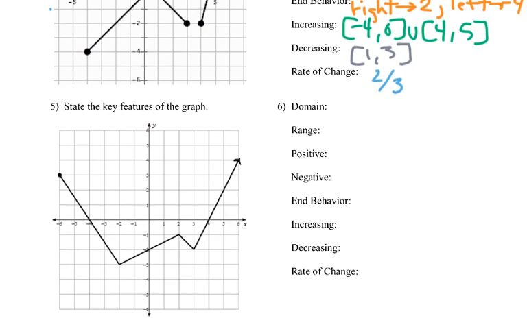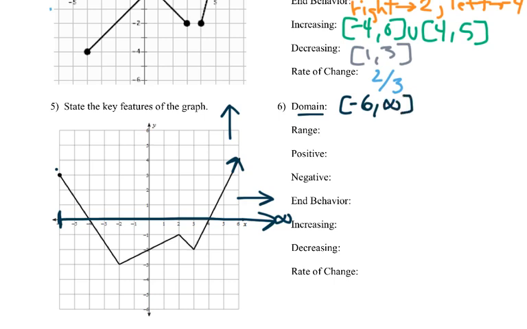Number 5, same idea. Our domain. Notice this arrow means it's going to keep going to the right and up. We start here at -6, but now I'm going to keep going off of my graph. As we go to the right continuously, we call that infinity. So my domain is -6 to infinity. My range: my lowest point here is at -3, but it's also going to keep going up to positive infinity, so -3 to positive infinity.